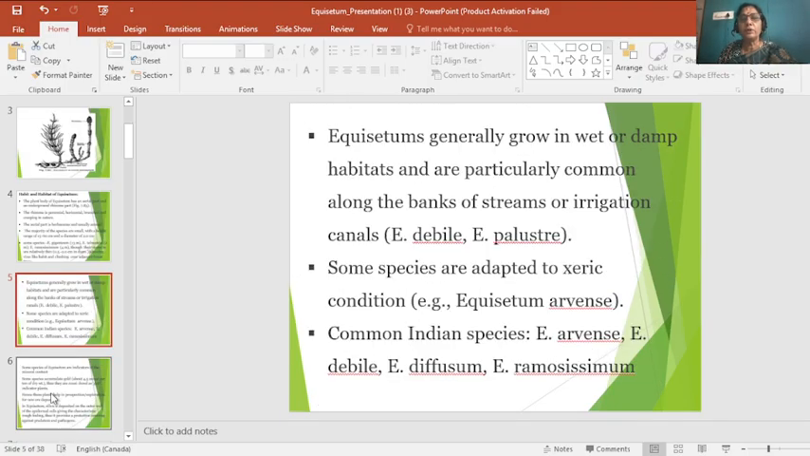Equisetums generally grow in wet or damp habitats and are particularly common along the banks of streams or irrigation canals. Some species are adapted to xeric conditions, like Equisetum arvense. Common Indian species are Equisetum arvense, Equisetum debile, Equisetum diffusum, and Equisetum ramosissimum.